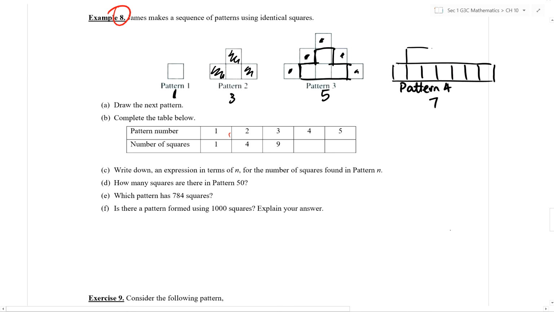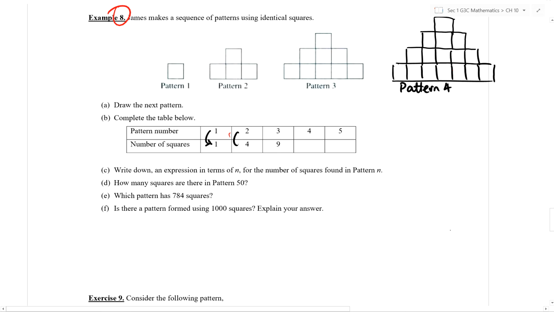With this as the base, let's continue with the next level. Continue again, next level. And finally, the top. So this is our pattern number 4. So complete the table below.